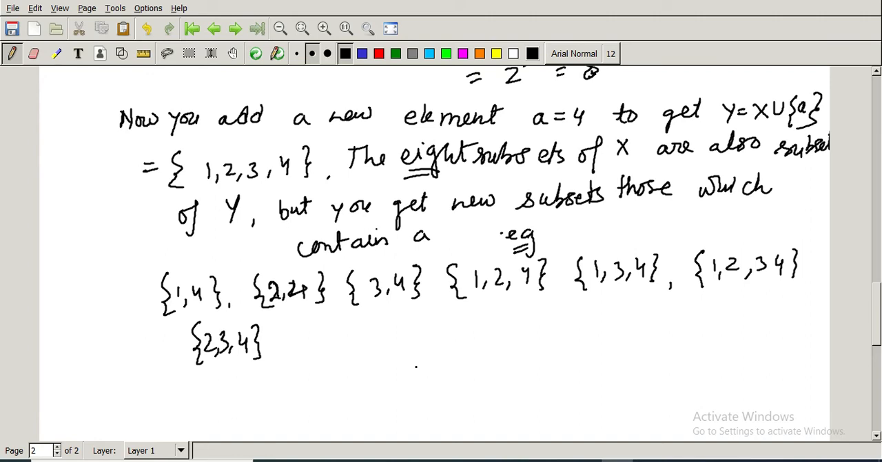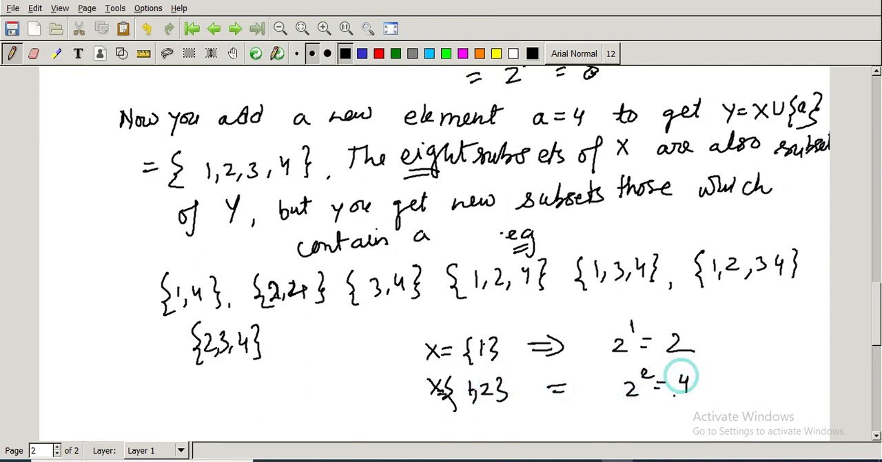So that means we can prove that it depends on the number of elements. When we have one element, the power set will have how many subsets? It will be 2 raised to power 1, 2. When we have two elements, 1 comma 2, it will have 4. When we have x is equal to 1 2 3, it will have 8.